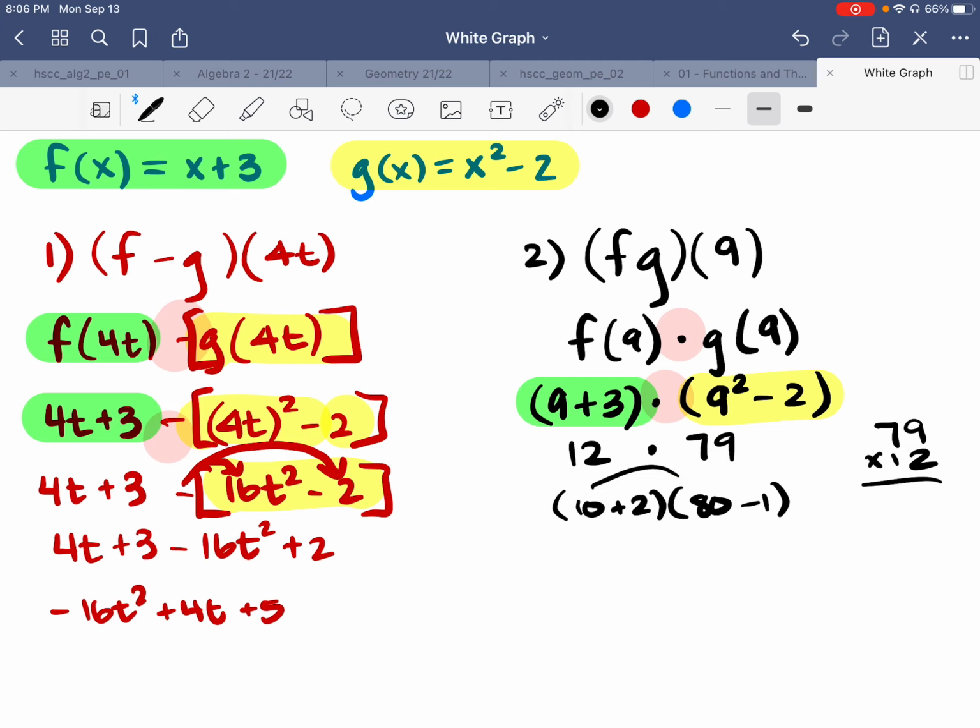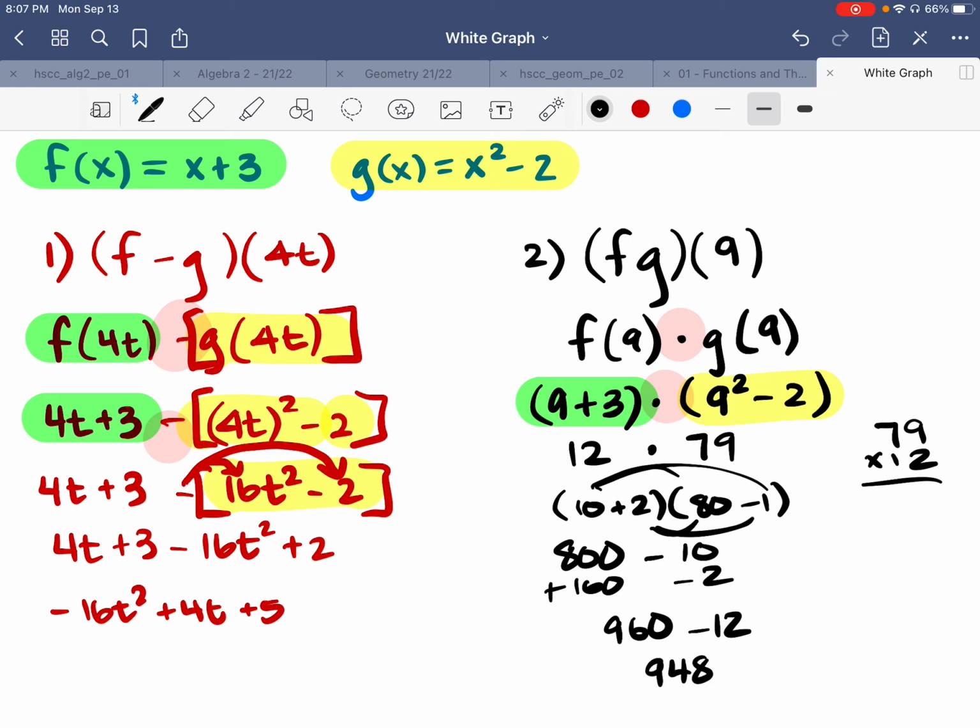You can also try this, right? So you can go 80 times 10, which is 800. 10 times negative 1 is negative 10. 2 times 80 is 160. And then 2 times negative 1 is minus 2. So essentially 960 minus 12, or 948. So that's our answer for this problem here.